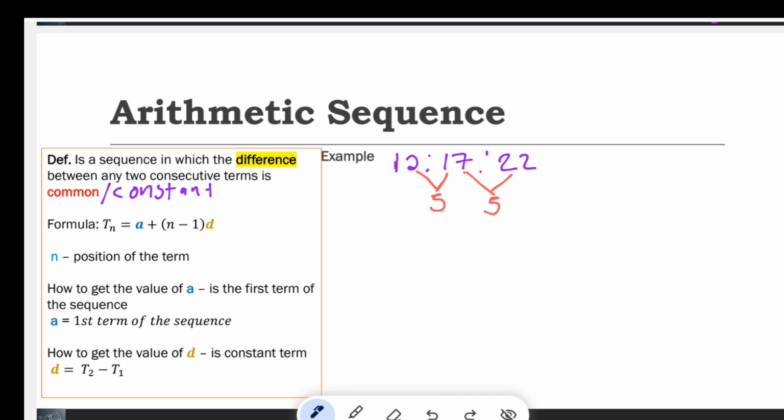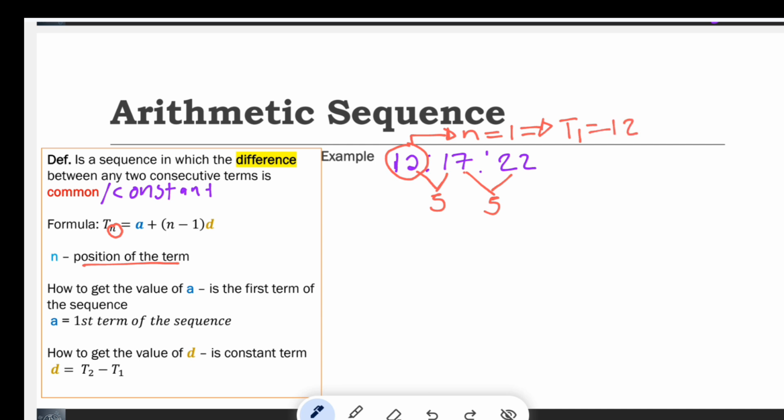Now here is our formula that defines the arithmetic sequence: Tn equals a plus (n minus 1) multiplied by d. The n is the position of the term. Let's say we have 12 here, which is in position 1, so n equals 1. Which term is that? T1, term number 1, which is equal to 12. So this is how we represent it.